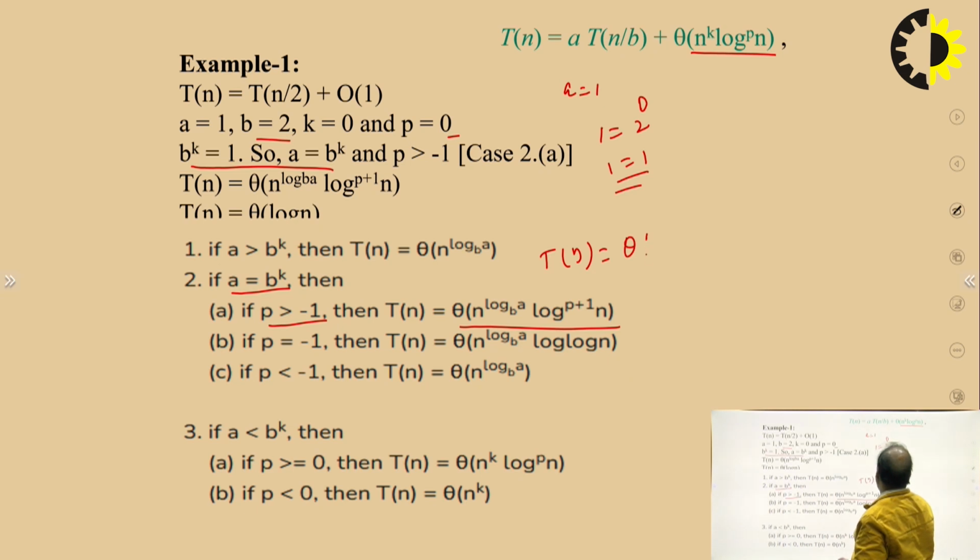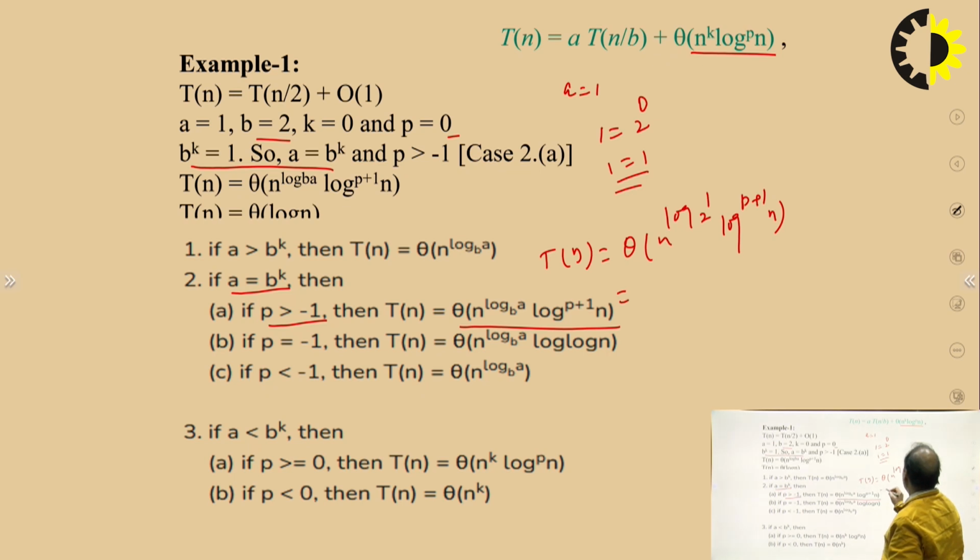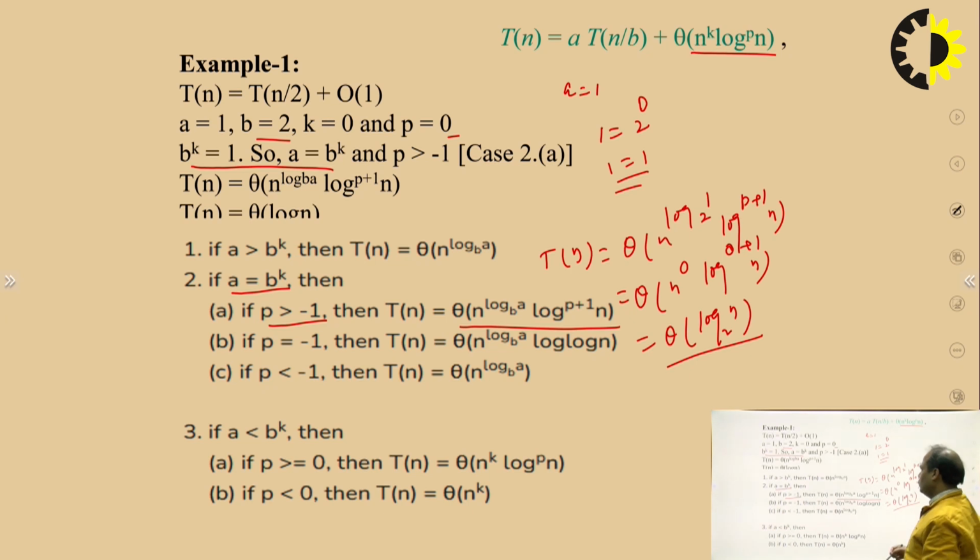T(n) is theta of n to the power log a base b, that is log 1 base 2, times log to the power p plus 1 of n. So the solution is theta of n to the power 0, and p is 0, so log to the power 0 plus 1 of n. The answer is theta of log n. This is the binary search recurrence, and we can also solve it by the general method, which is not a problem, but this is more convenient.